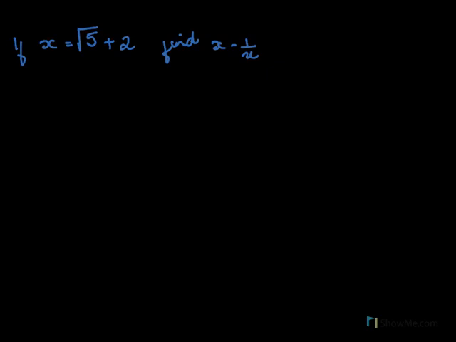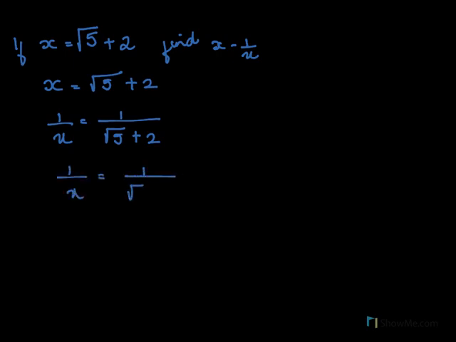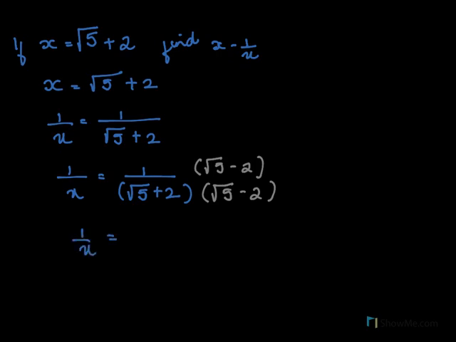If x equal to under root 5 plus 2, find the value of x minus 1 by x. So x is under root 5 plus 2. So 1 by x will be 1 over under root 5 plus 2. Let's rationalize this. This is a plus b. We'll multiply it into a minus b, so I have a minus b on the top too. So 1 by x equal to under root 5 minus 2.